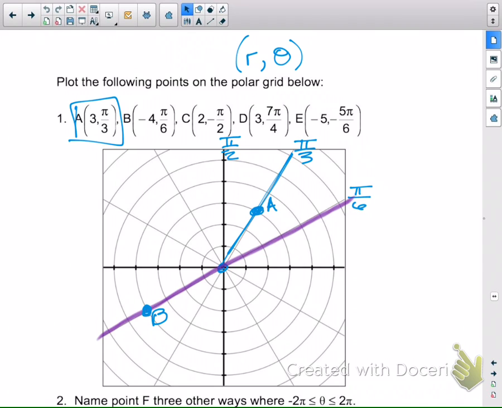All right, point C. C is the point 2, negative pi over 2. So first I've got to identify my angle. Where is negative pi over 2? It's the same as 3 pi over 2, so down here. So I go to my angle there. This one says positive 2 in the negative pi over 2 direction. So where am I going to count from the middle? Down 2, right here.